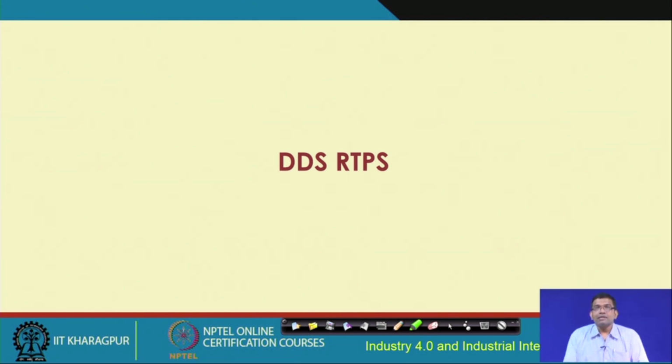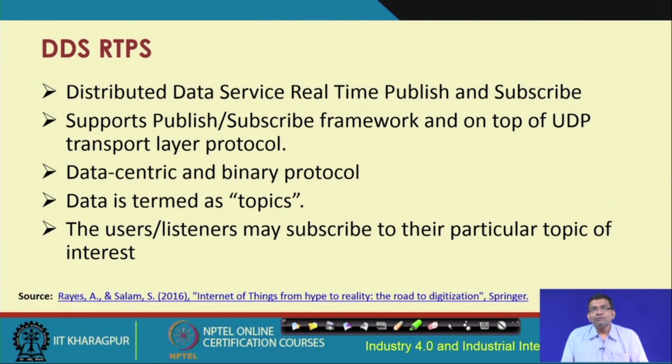So, DDS RTPS, what is it? The full form of this is distributed data service, real time, publish and subscribe. Again we are talking about publish subscribe. As you can see, this kind of publish subscribe model, because of its inherent characteristics, is very much attractive for use in IoT networks, because of the way IoT networks work. These support publish subscribe framework on top of the UDP transport layer protocol.